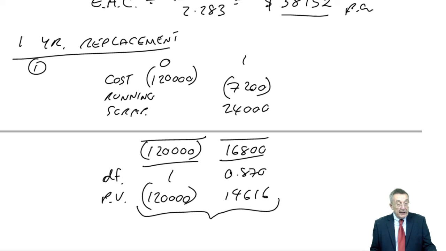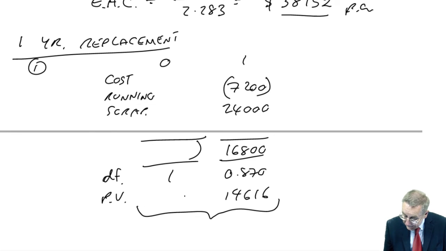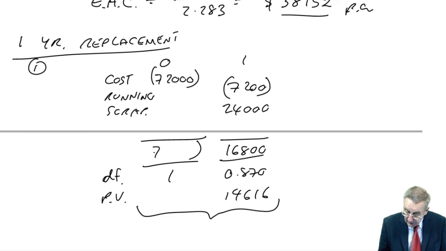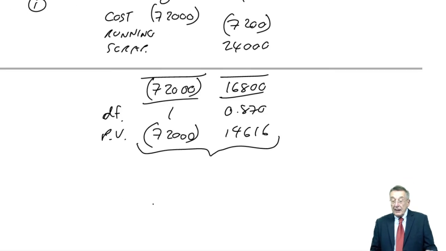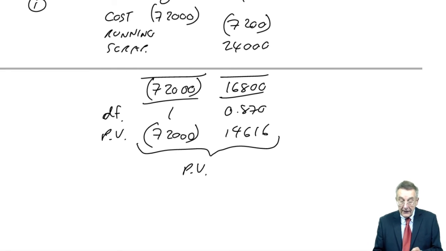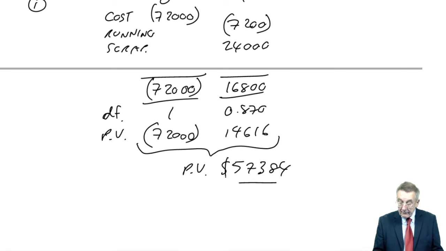I just realised what a stupid mistake I've made. I am sorry. The initial cost wasn't 120 at all. It was 72. I do apologise. You must have thought I'd gone mad. Sorry. Now I think I'm correct. An overall present value, 72,000 minus 14,616 is 57,384.